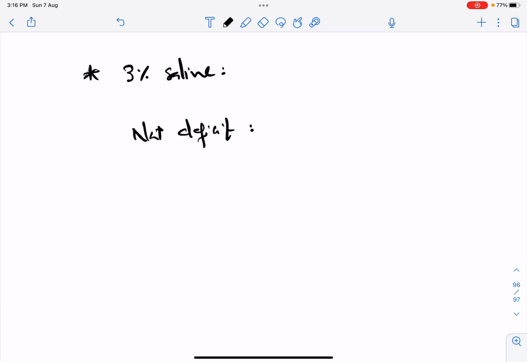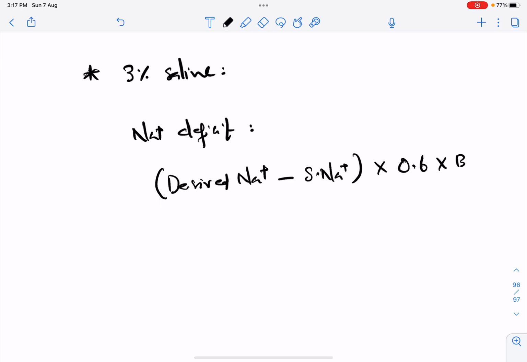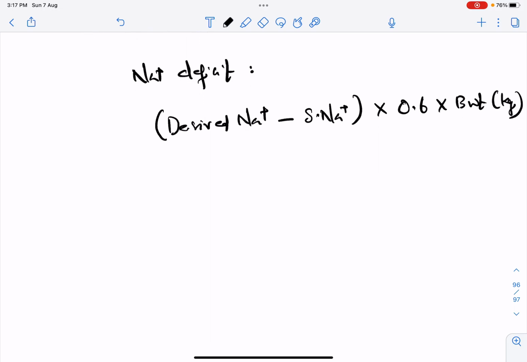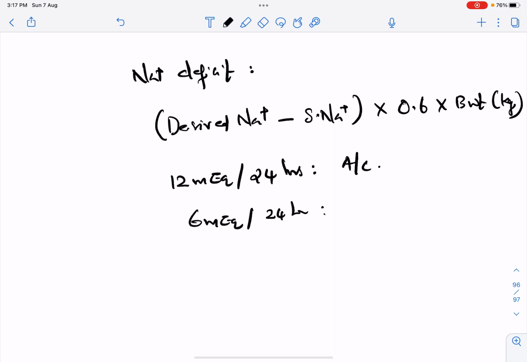For that, we have to calculate the sodium deficit. The formula for calculating sodium deficit is desired sodium minus serum sodium, into 0.6 into body weight in kg. This is the equation, and you have to remember one thing. For an acute onset hyponatremia, you can correct 12 milliequivalents per 24 hours, and you can correct up to 6 milliequivalents in 24 hours for a chronic hyponatremia. This should be kept in mind while calculating the sodium deficit. So the correction for chronic hyponatremia should be slower.